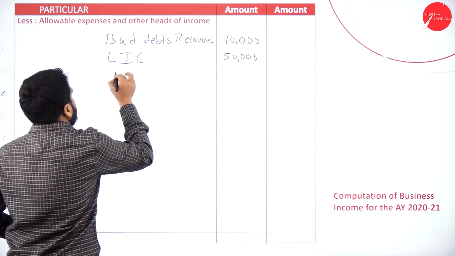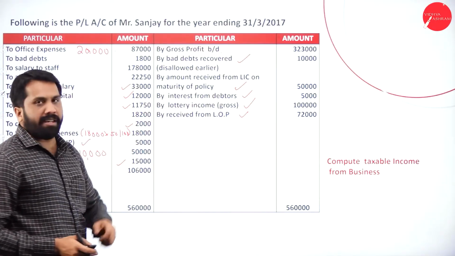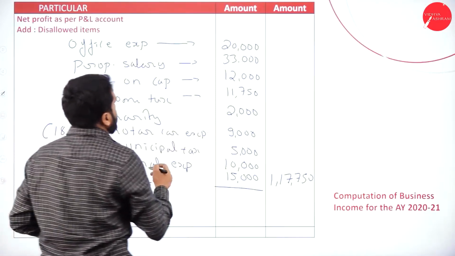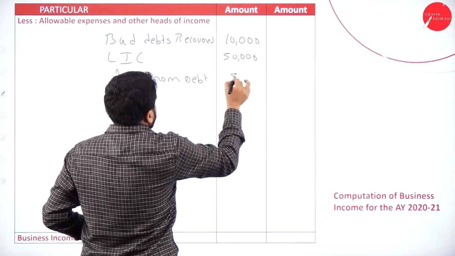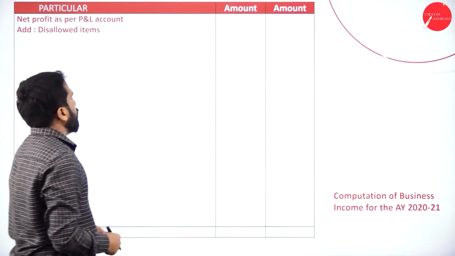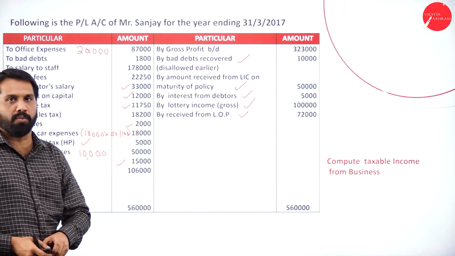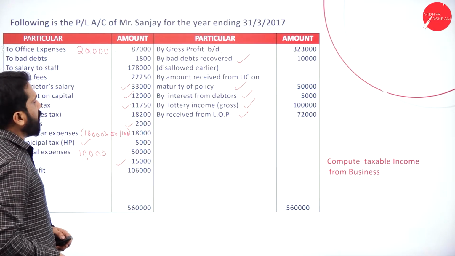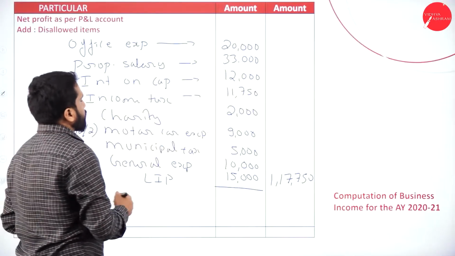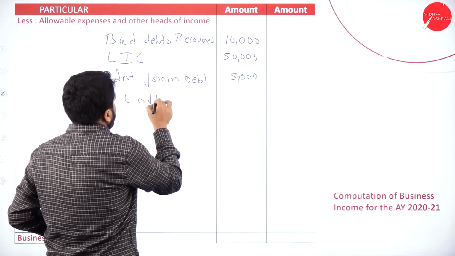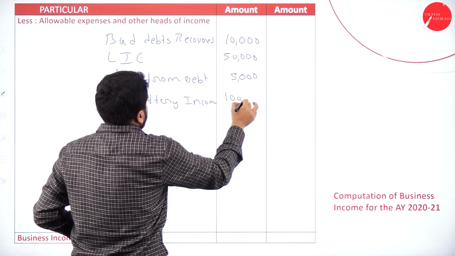Interest from debtors, it is 5,000. Next, after interest, lottery income, it is 1 lakh. Lottery income, how much? 1 lakh.